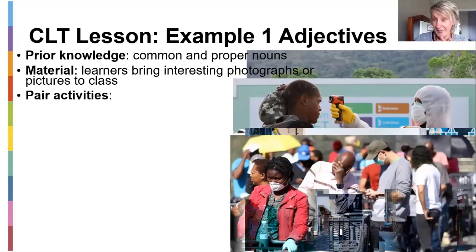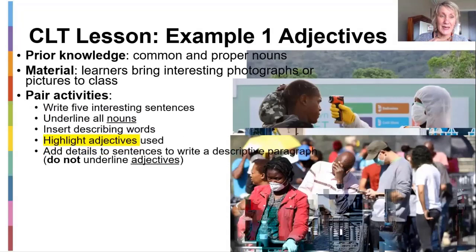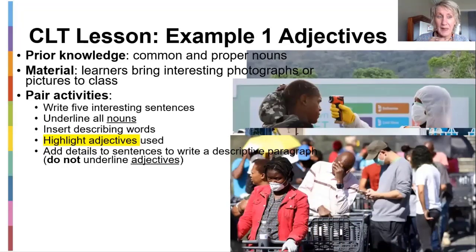Right, then in pairs, get together in pairs, and they will write together, the 2 of them, 5 interesting sentences about the picture. Then in each sentence, they'll underline their nouns. Then they will insert describing words. The man stands by his trolley. The tired man, the exhausted man, the hot man stands by his trolley. So then they highlight these adjectives that they've used.